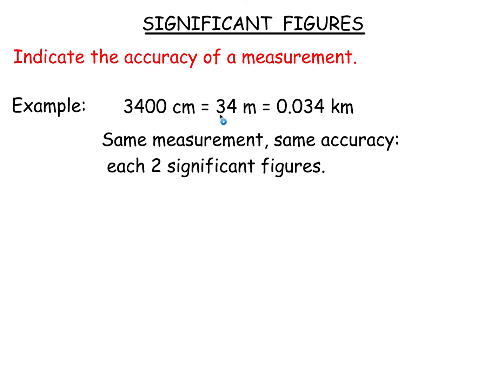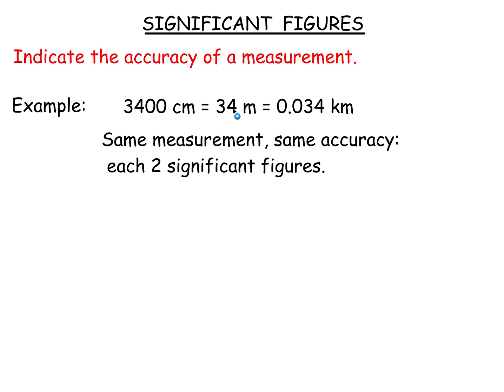So if someone measures something at 34 metres, it's assumed you've measured it as 34 metres as opposed to 33 metres or 35 metres. In other words, you've been accurate to the nearest metre. Now, if you measured something and it was 34 metres, you would say that's two significant figures. We've used two figures.